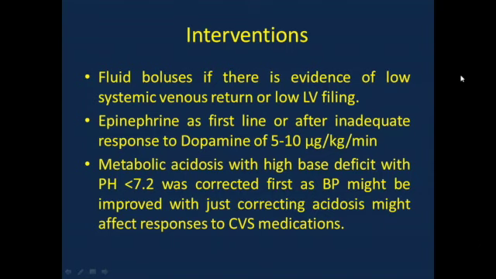Epinephrine can be used as first line, or after inadequate response to dopamine of 5 to 10 mcg as a maximum. And then you have to shift: if there is no good response, shift to epinephrine. Dopamine works as a vasopressor in the higher dose. So if you increase the dopamine higher, it might not really improve the performance very well. You may need to consider another fast-acting medication like epinephrine.